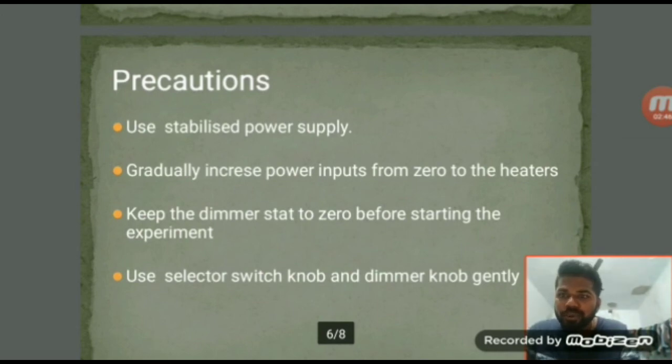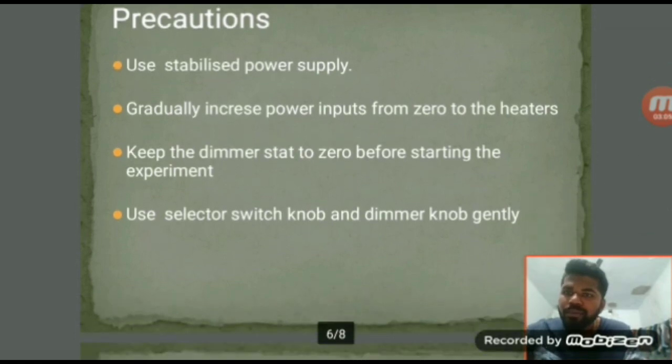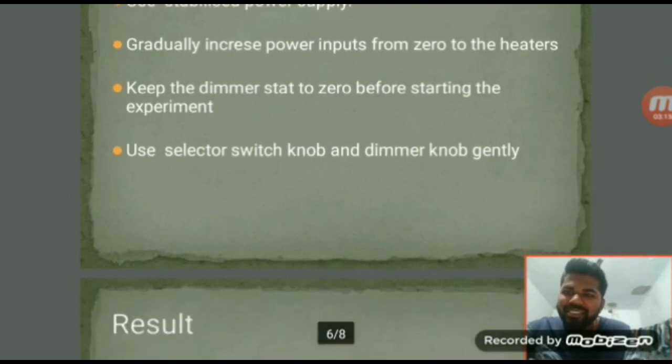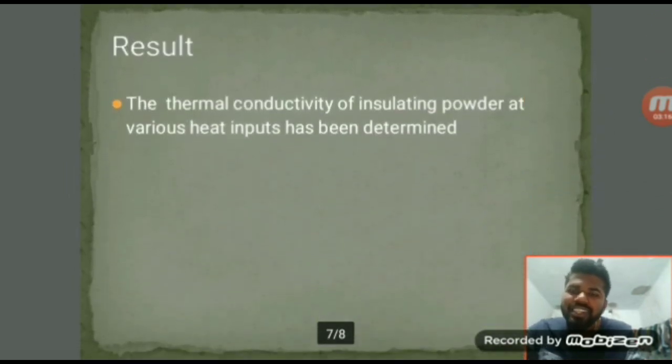Precautions: we should use a stabilized power supply, and we should not directly give a large amount of heat input. If the temperature is drastically increased, the insulating material inside the sphere may get damaged. Keep the dimmer at zero before starting the experiment. Use the selector switch knob and dimmer knob gently so that they do not get damaged. Thus the thermal conductivity of insulating powder at various heat inputs has been determined.